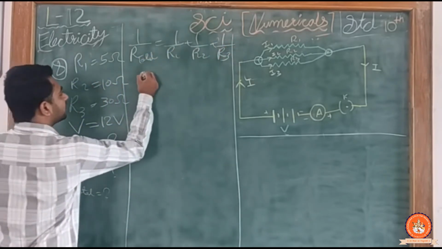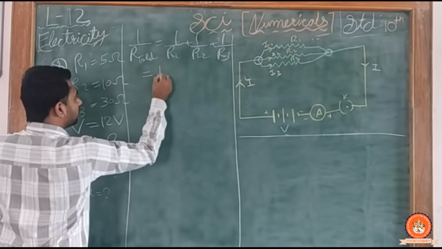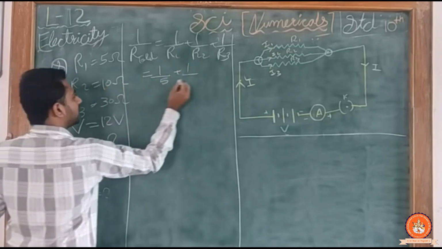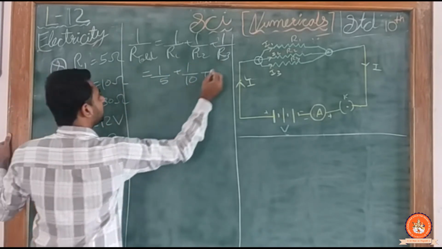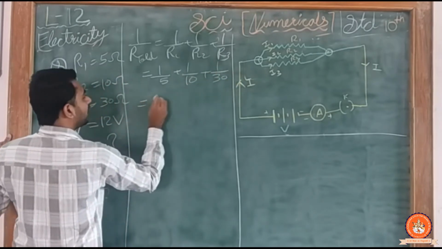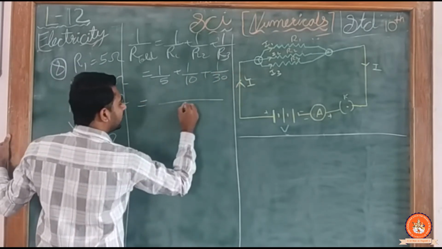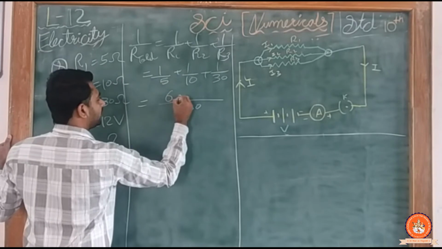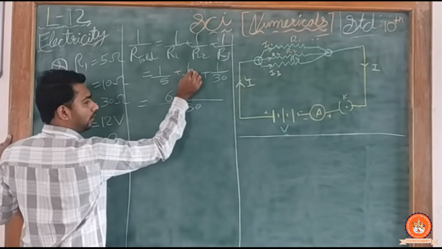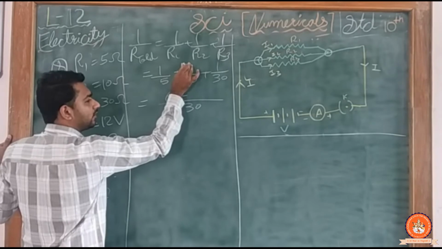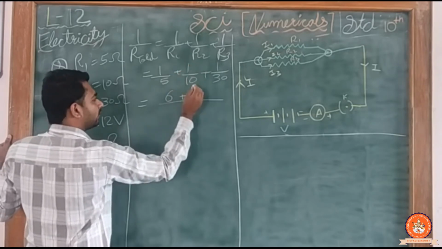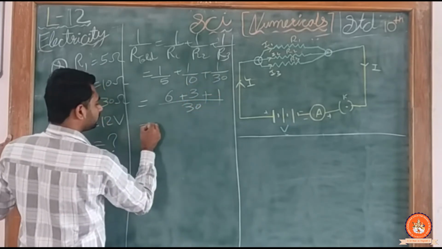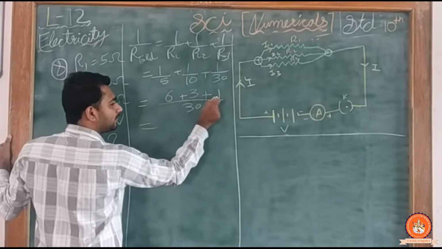Clear? Now placing the value of each resistance: 1 upon R1, that means 5 ohm, plus 1 upon R2, that means 10 ohm, plus 1 upon R3, that means 30 ohm. Now taking the LCM of 5, 10 and 30, the LCM is 30. If I multiply 30 over here, 5 sixes are 30, plus over 10, if I multiply 30, then 10 threes are 30, plus here if I put 30, I will get 1. So 6 plus 3 that means 9, 9 plus 1 that means 10.